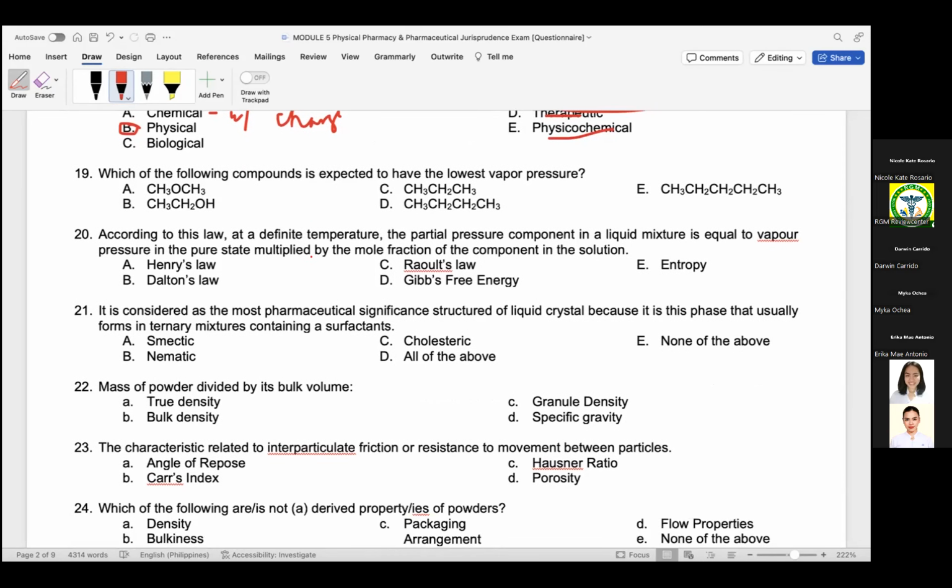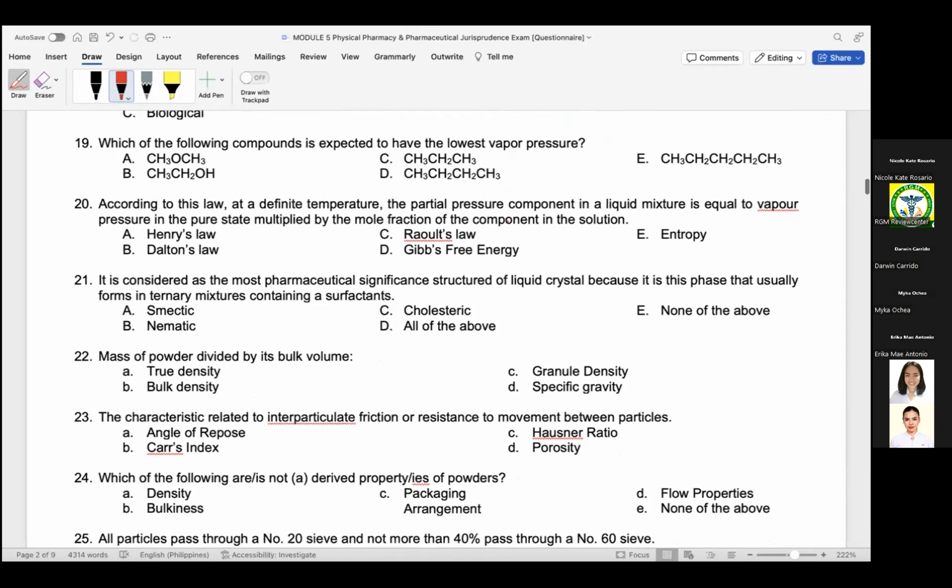Number 19, which of the following compounds is expected to have the lowest vapor pressure? Yan. Ano ulit ang vapor pressure? Di ba? Ito yung liquid mo. Yan. So, turn into vapor. And then this vapor will exert pressure on the surface of the liquid.